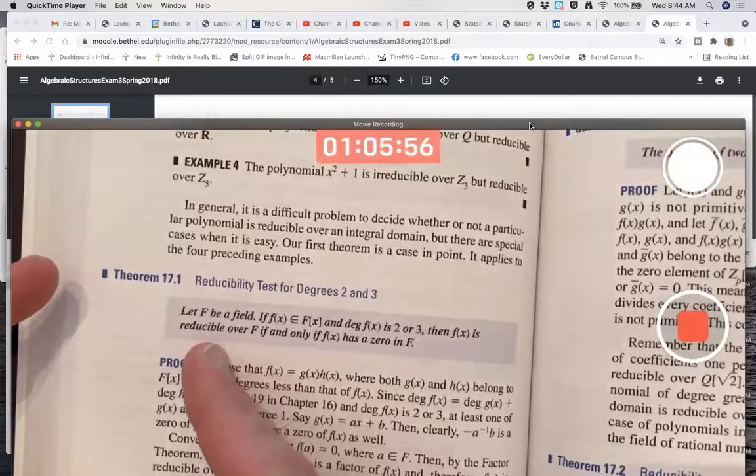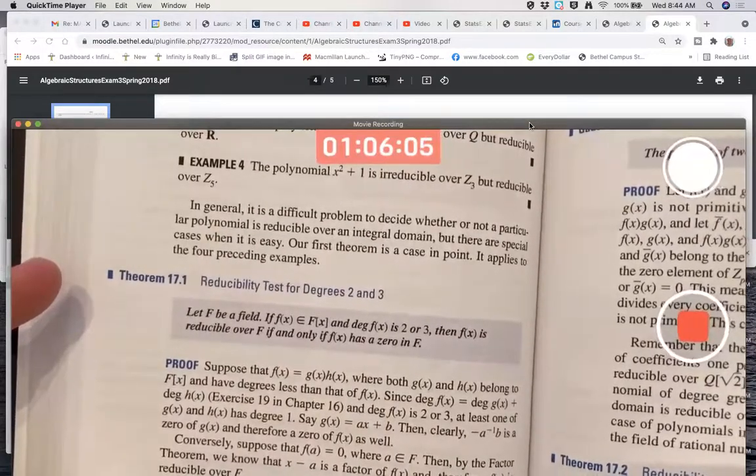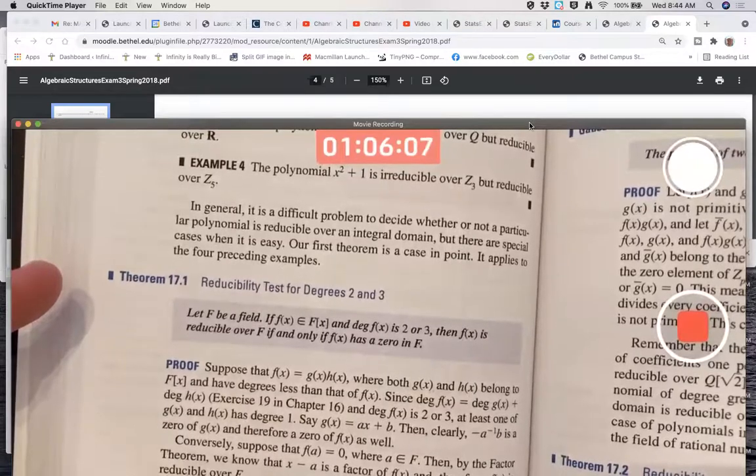When you say that holds, does F still have to be a field? Yeah, it's still got to be a field, still in the same setting. So since Z is not a field, would this not work in Z? Right.